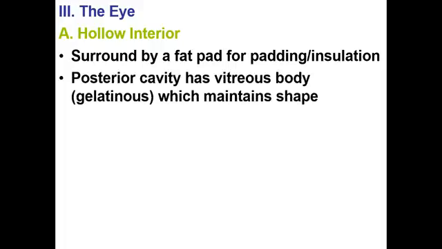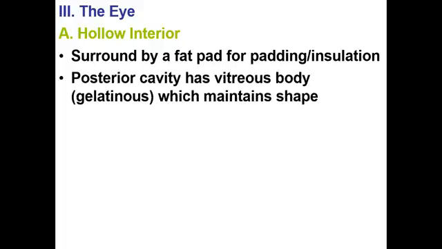So here we go. Believe it or not, your eye is a pressurized hollow organ. As small as it is, it's extremely complex. So the eye as a whole is surrounded by this fat pad. What it does is it provides insulation, support, and padding for the eye. There are essentially two cavities in the eye also.